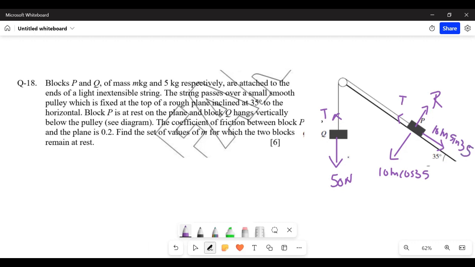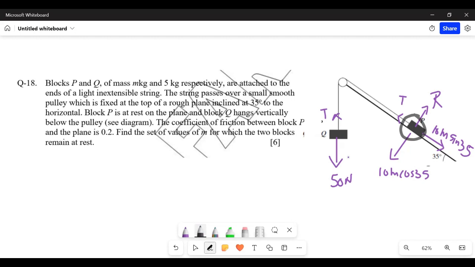Now there's also friction on the surface. That means we also have to point μR. The formula for friction is μR, and it points opposite to the direction of the motion. Now the thing is, we don't know what m is. What is the mass of block P? If it is greater than 5, then it will move down the plane. But if it is less than 5, then it will move up the plane. So we have to look at both cases. That's why it says find the set of values of m for which the two blocks remain at rest.